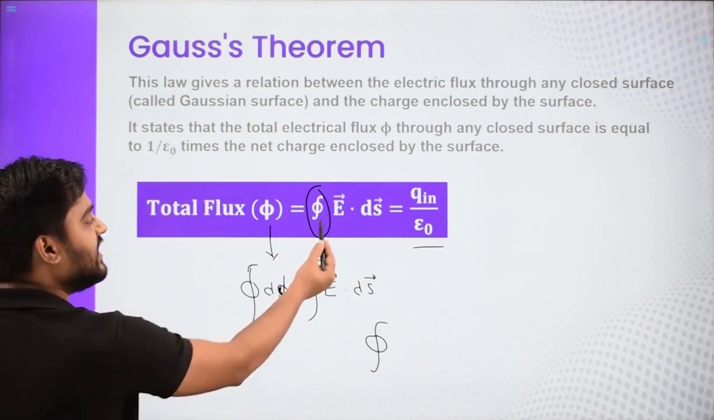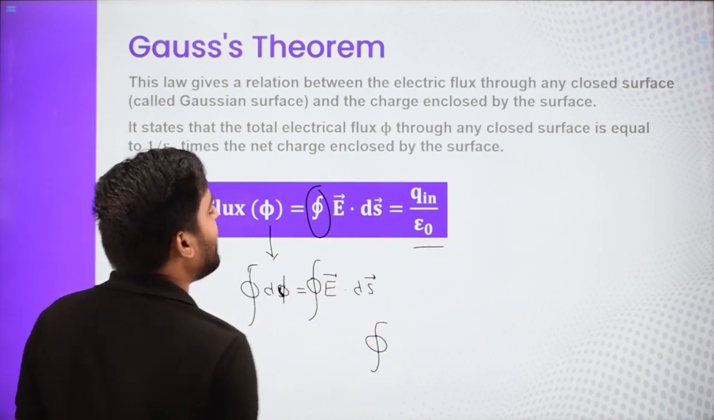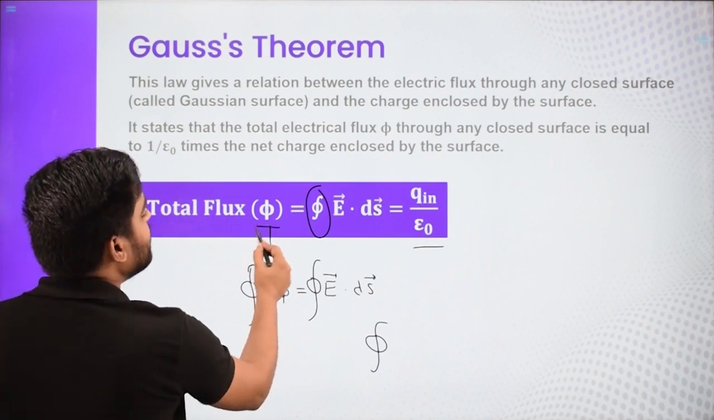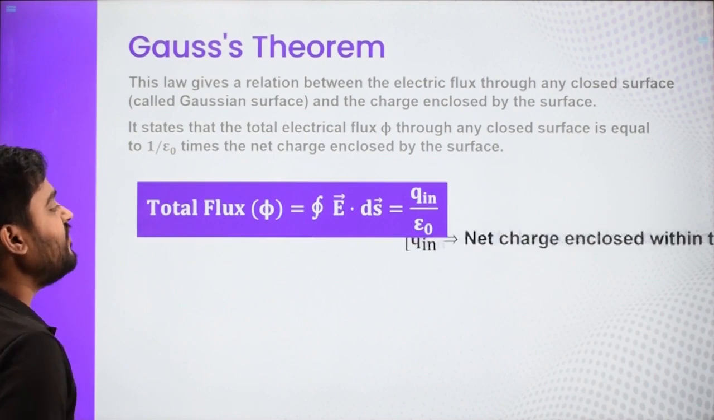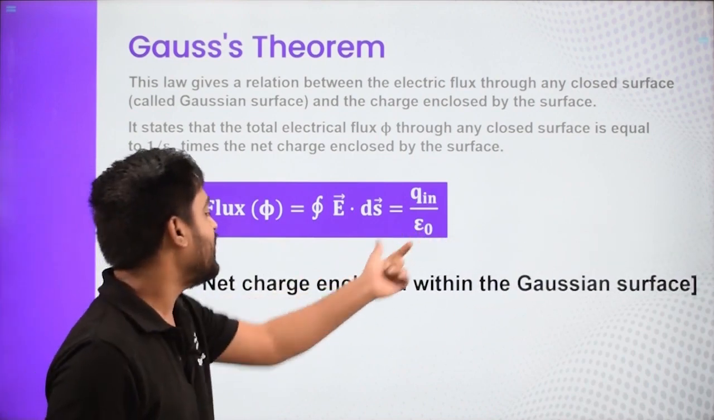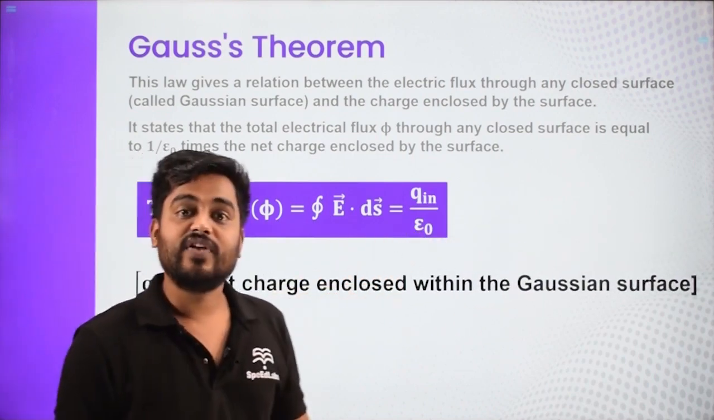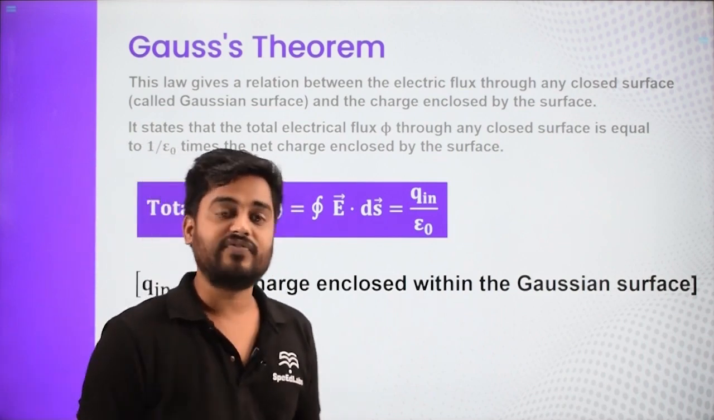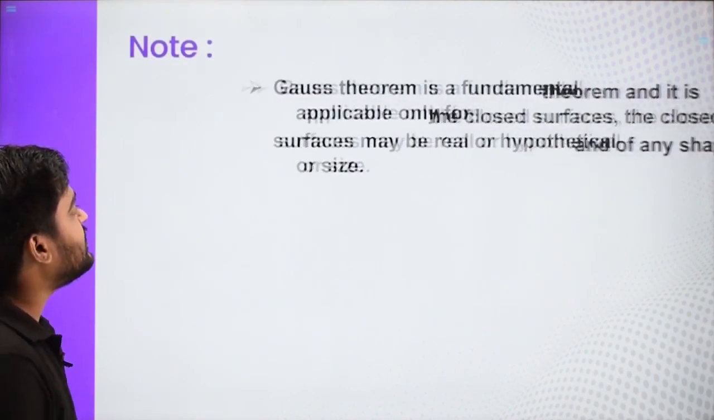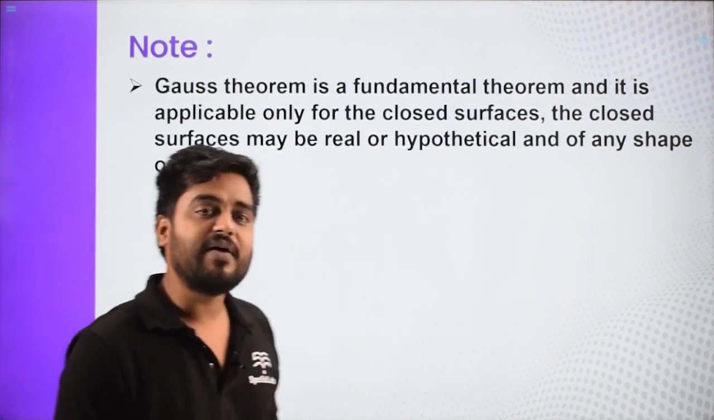So this is the integral of E dot dS equal to Q in by epsilon naught, or in simple words, the total flux is equal to Q in by epsilon naught. This is the mathematical form of Gauss's law. What is Q in? Q in is the total charge which is inside our Gaussian surface.